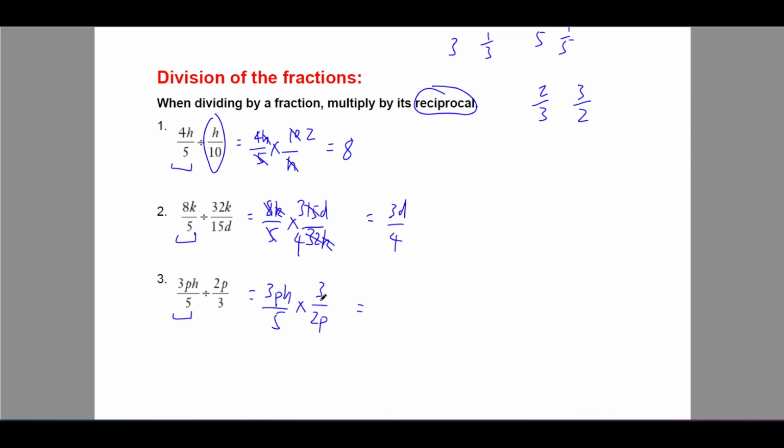I can cancel out the p's. And that's basically it. I can't do any more, right? So then what I have is 3h times 3, which gives you 9h, over 10.